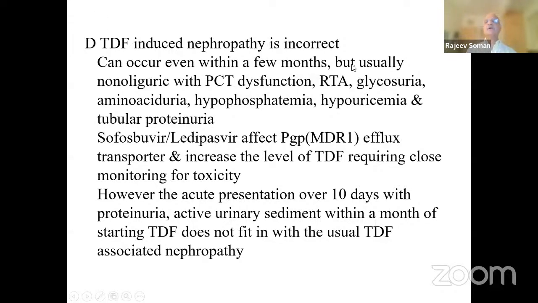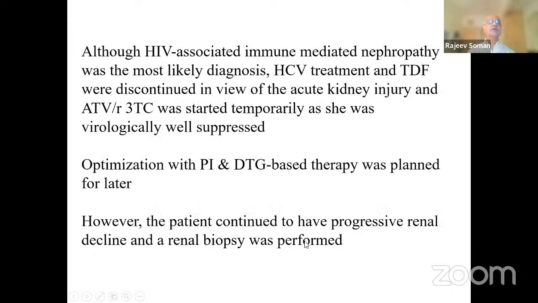TDF-induced nephropathy, again a strong contender in our mind, but that also seems to be incorrect. It can occur within a few months, but usually it is non-oliguric, and it shows RTA-like features, that is renal tubular acidosis-like features with glycosuria, aminoaciduria, hypophosphatemia, and so on. Yes, this interaction may result in a higher level of TDF because of the P-glycoprotein efflux transporter, and that can account for toxicity. However, this acute presentation with a very active urinary sediment within a month of starting TDF does not fit with the usual type of TDF-associated nephropathy.